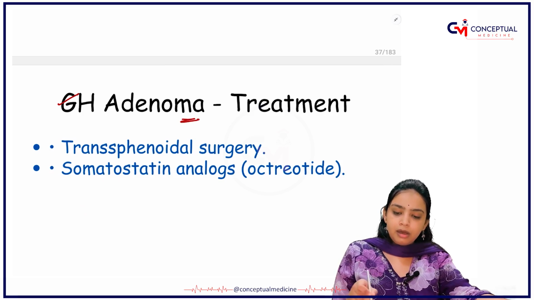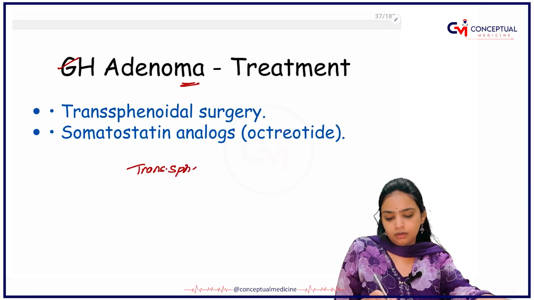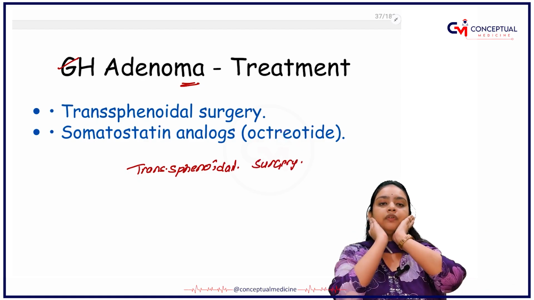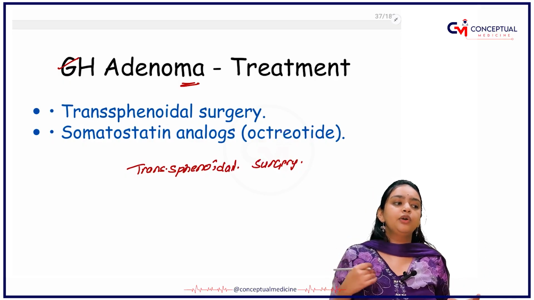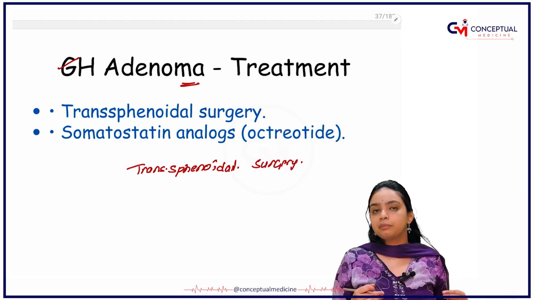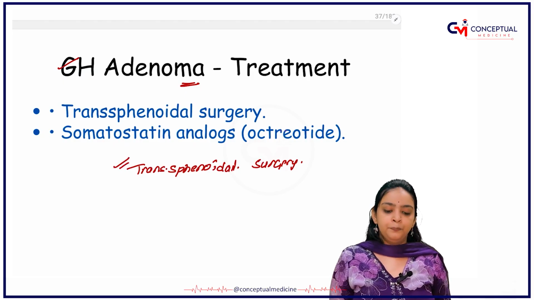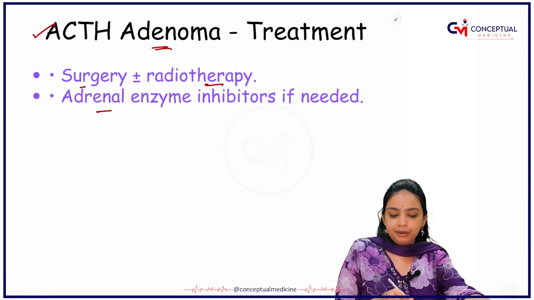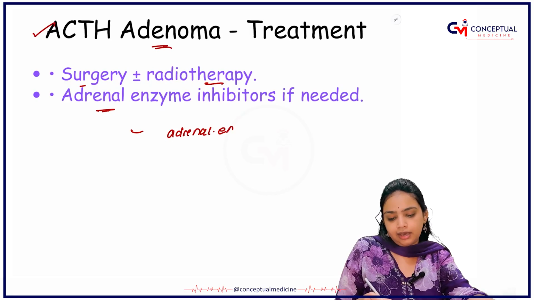Then for the GH adenoma treatment, you will give transsphenoidal surgery. You will give transsphenoidal surgery if the jaw is very prominent and if the person is having some difficulty, or they want it just for cosmetic repair, then you can give the patient transsphenoidal surgery. Next, for the ACTH adenoma, either you can go for surgery or radiotherapy, and you can also go for your adrenal enzyme inhibitors.